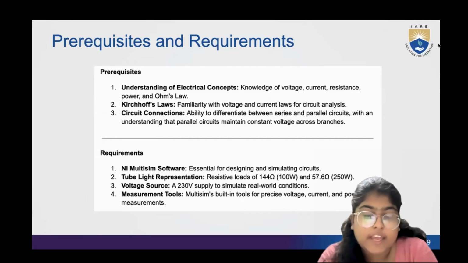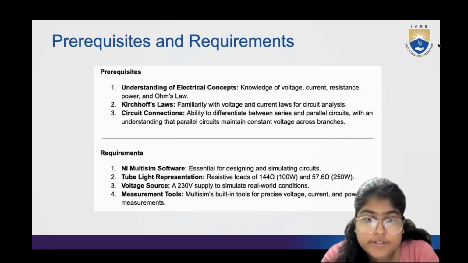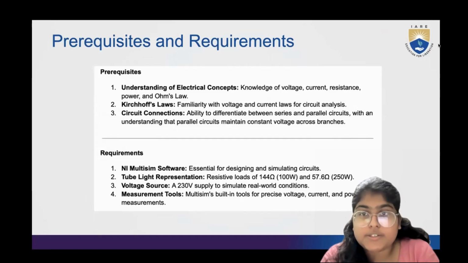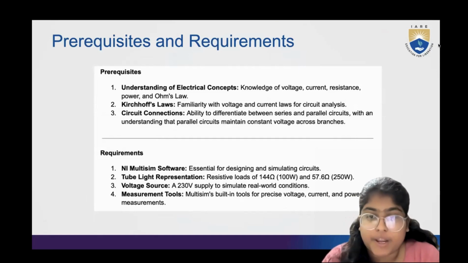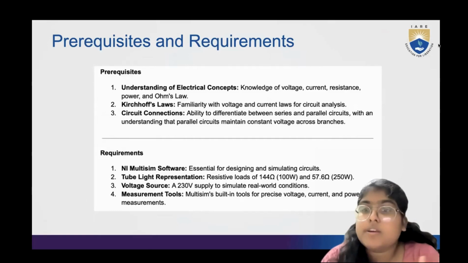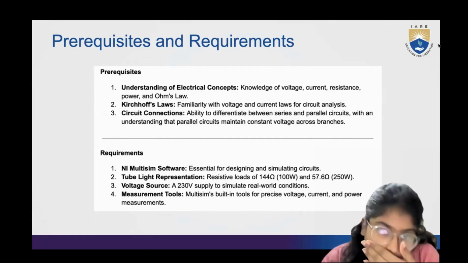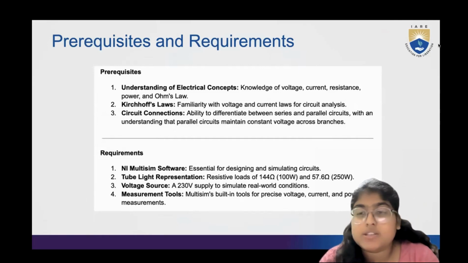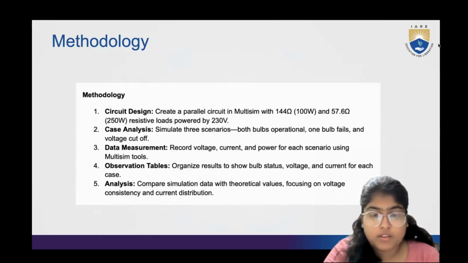The requirements. Like I mentioned before, we are using NI Multisim software, the 14.0 version. Tube light representations: we are using a bulb with a resistance to mimic a tube light. Voltage source: the voltage source used here is a 230 volt supply. It is used to mimic real world conditions. Measurement tool: Multisim's built-in tools for precise voltage, current, and power measurements.